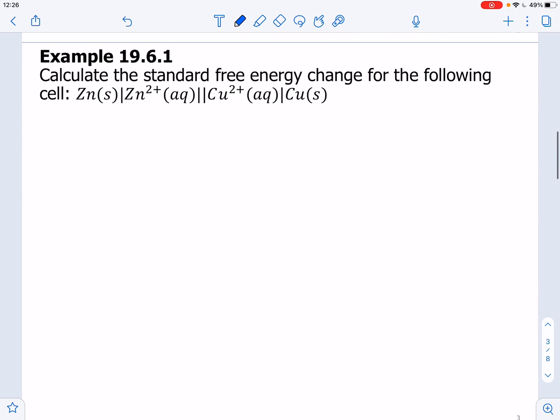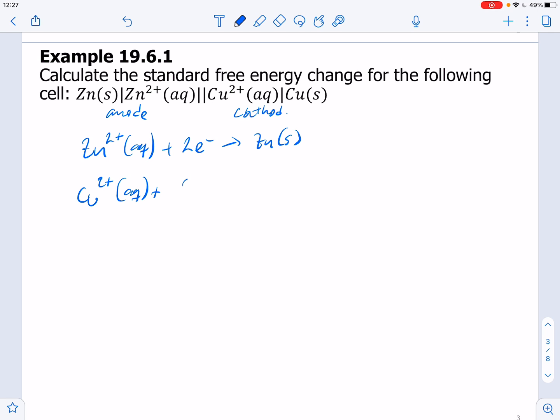So for example, if we have this electrochemical cell, remember this is your anode, this is your cathode. In the anode you have an oxidation reaction. However, since we are writing this in terms of potential, we want to calculate the potential, then it's a reduction reaction, right? So we write it as a reduction reaction. So zinc 2 plus plus 2 electrons goes to zinc solid, and copper 2 plus plus 2 electrons goes to copper solid.